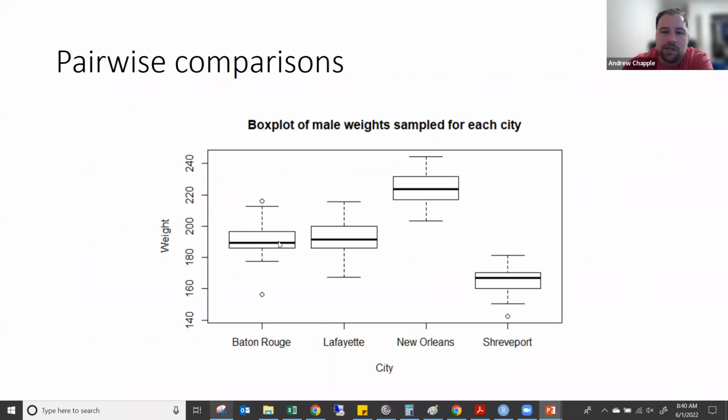So we'll just look at the data again. Now that I know that there's significantly different weights by city, I might want to know, hey, do New Orleans and Shreveport differ? Do New Orleans and Lafayette differ? Probably Baton Rouge and Lafayette don't differ. You see these box plots are really close to each other.